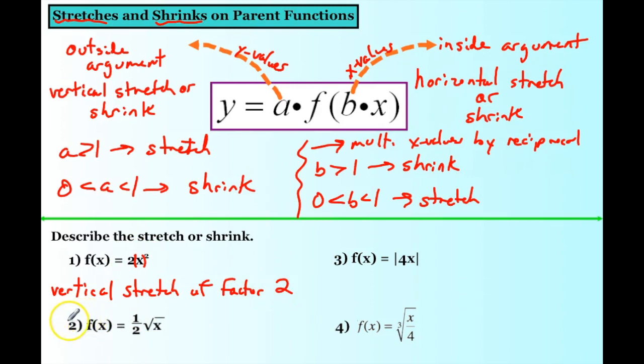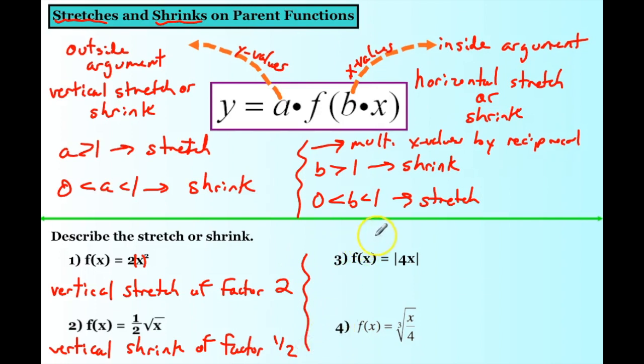Let's look down at number 2 here. Number 2 is a square root function. That 1/2 is obviously outside of the argument. Outside would be vertical again. Now it's in between 0 and 1, so that's a shrink. And that would be of factor 1/2. Let's look at number 3.